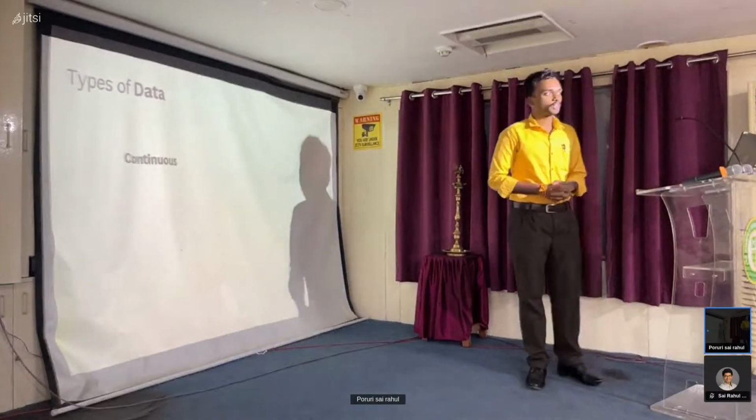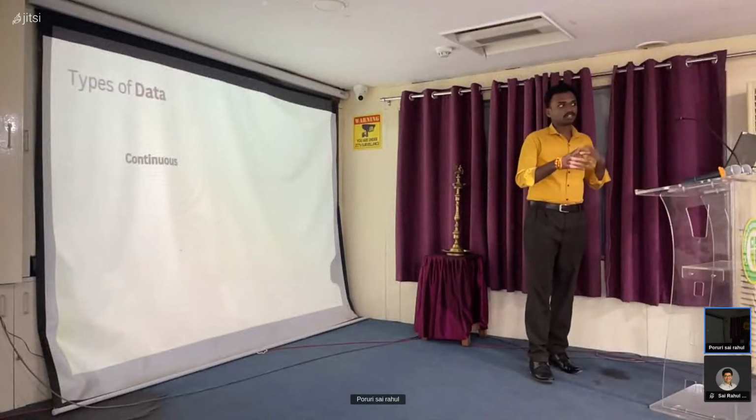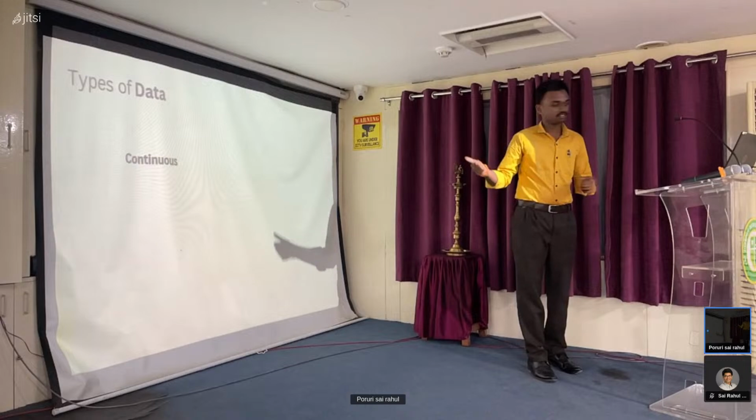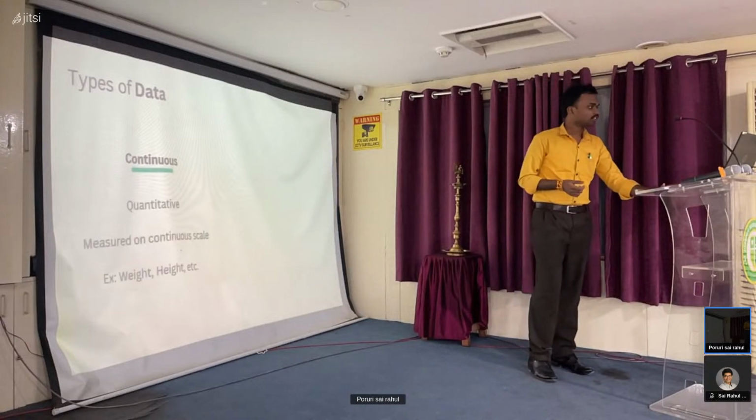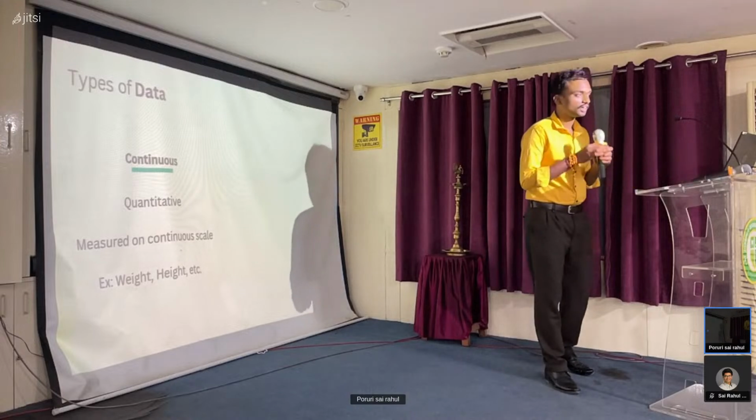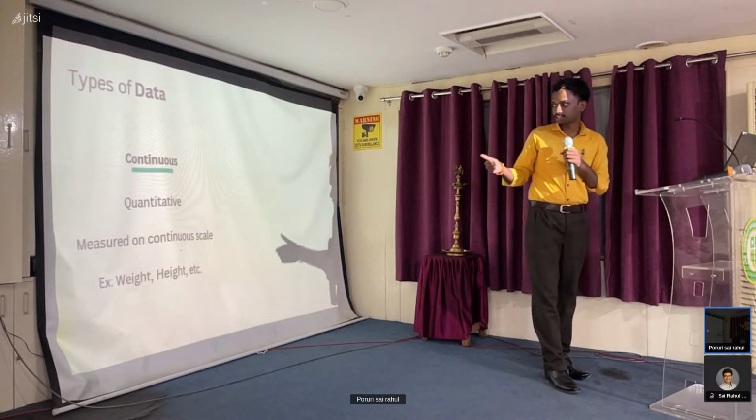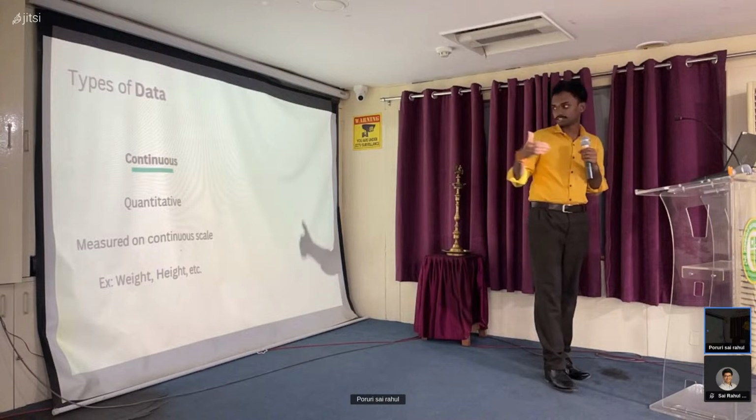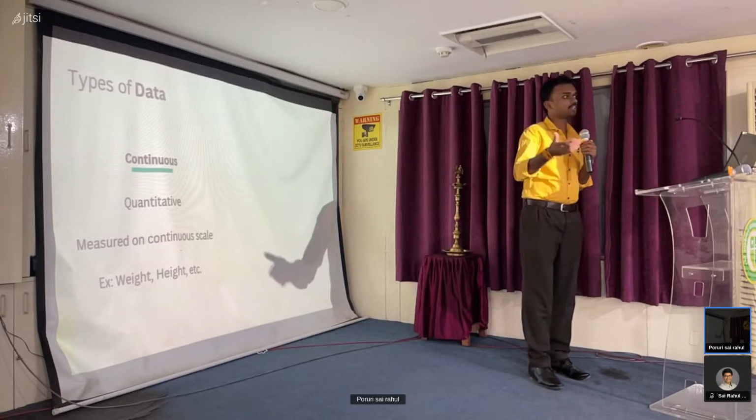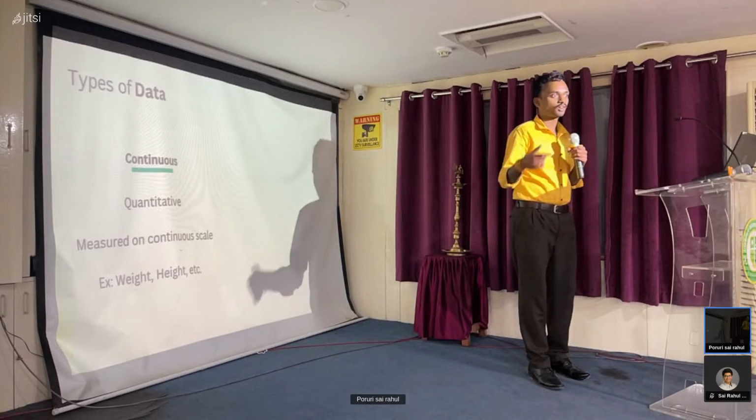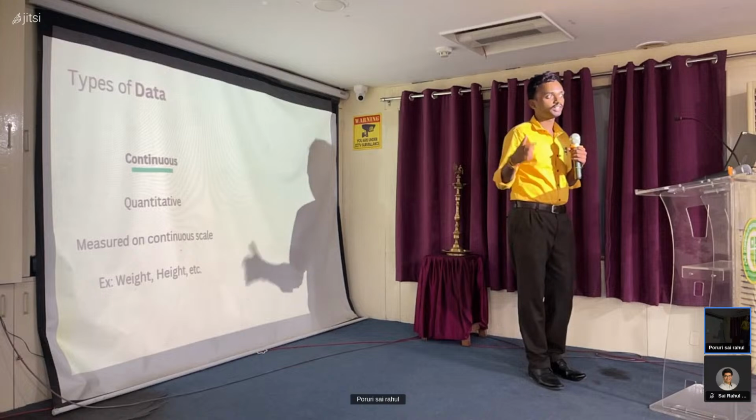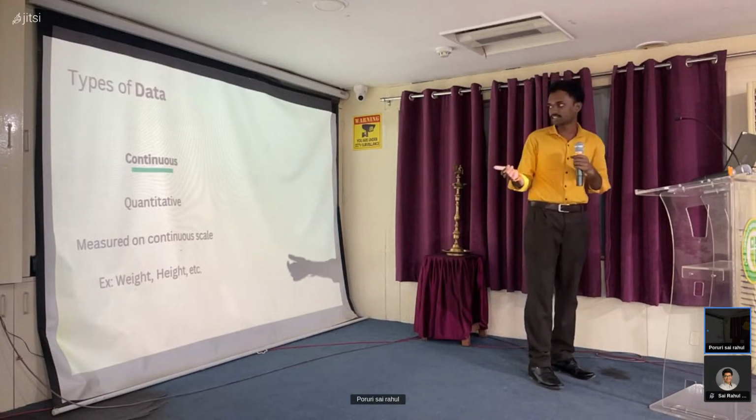Coming to data, we can broadly classify data into two types. One is continuous data. Continuous data takes real values. Let us take the example of the weight of a person or height of a person. The weight of the person could be 57 kg or 57.1 kg or 57.12 kg and so on. It can take any value on the real scale.